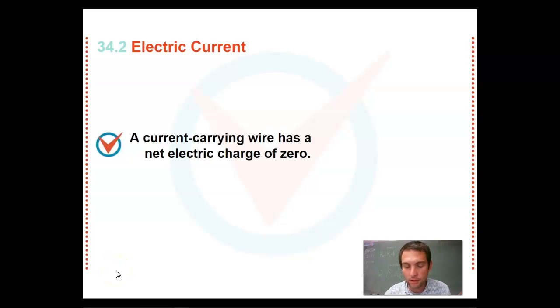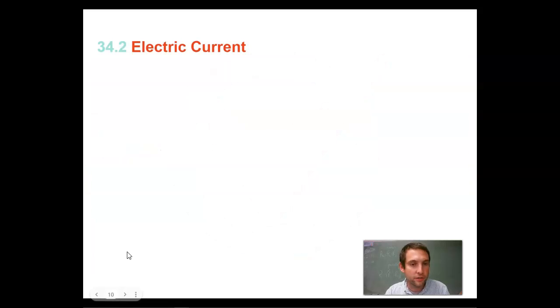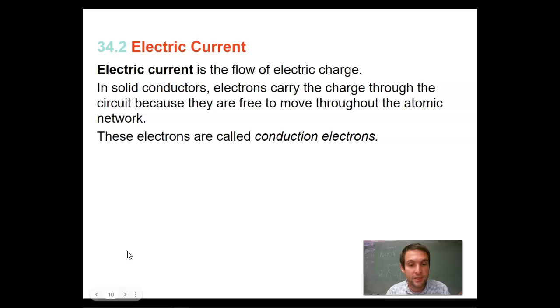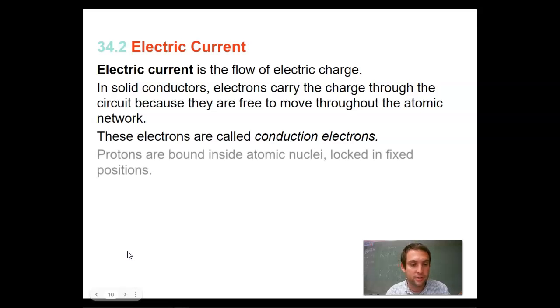Electric current. Our objective is to know a current carrying wire has a net electric charge of 0. Electric current is the flow of electric charge. In solid conductors, electrons carry the charge through the circuit because they're free to move throughout the atomic network. These electrons are called conduction electrons.